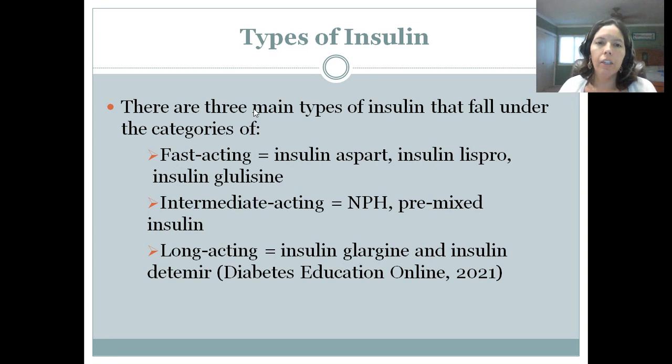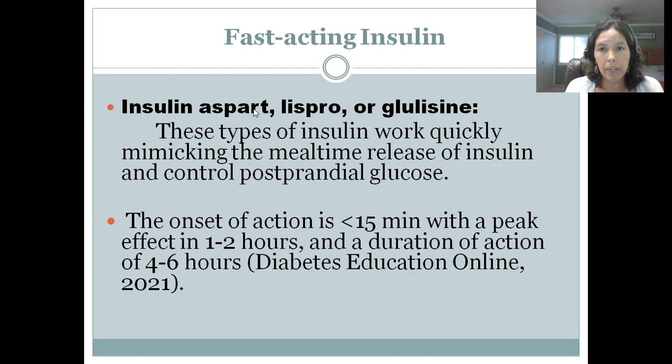So let's look at the three main types of insulin. These include fast-acting, intermediate-acting, and long-acting insulin. So in fast-acting insulin, insulin aspart, lispro, or glulisine work quickly, mimicking the mealtime release of insulin and controlling postprandial glucose. The onset of action is less than 15 minutes with a peak effect in 1 to 2 hours and a duration of action of 4 to 6 hours.